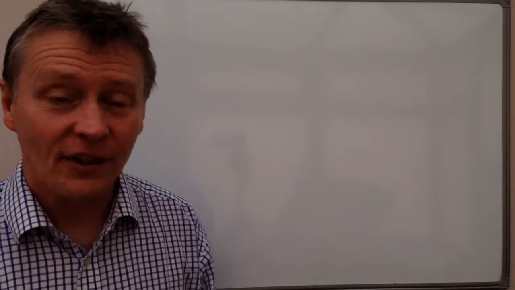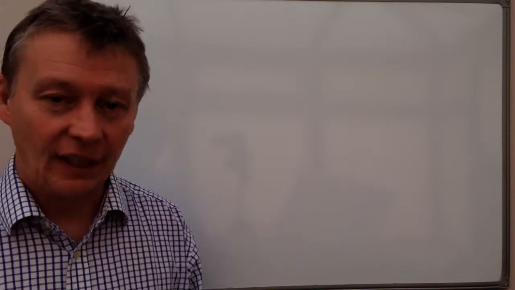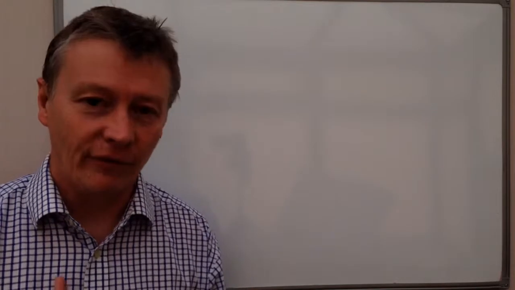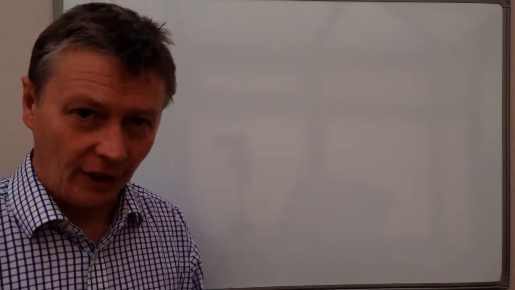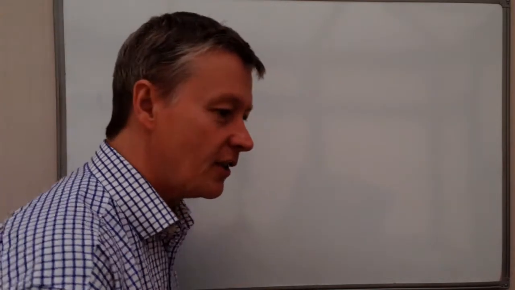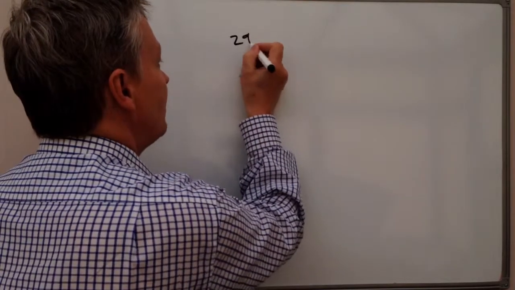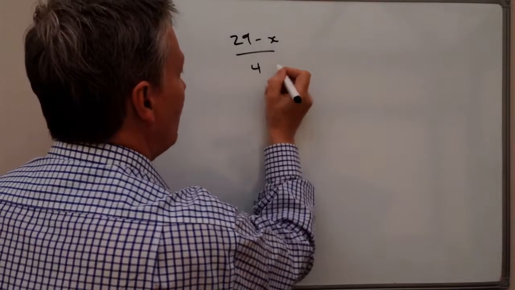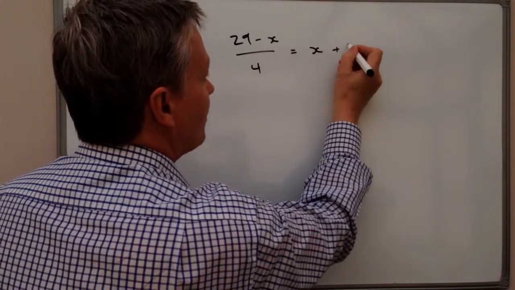Hi, so this is part of the playlist on solving linear equations. This particular one involves a fraction in a linear equation. What it asks you to do is to solve (29 minus x) over 4 equals x plus 5.